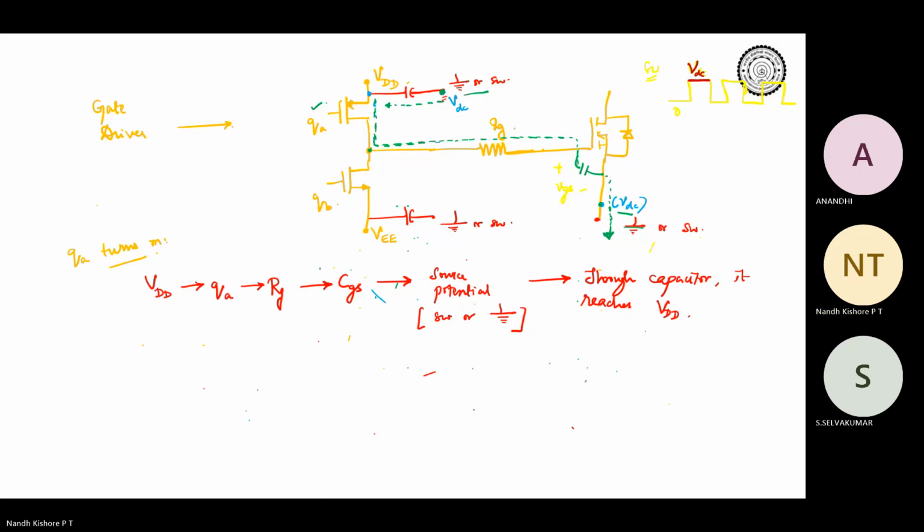Yes, sir. You're saying that the VDD capacitor you are connected, and here the CGS, both are the same? No, this is not a parasitic. This is a decoupling capacitor that we connect externally. It is not CGS. This is a decoupling capacitor which we will connect externally.